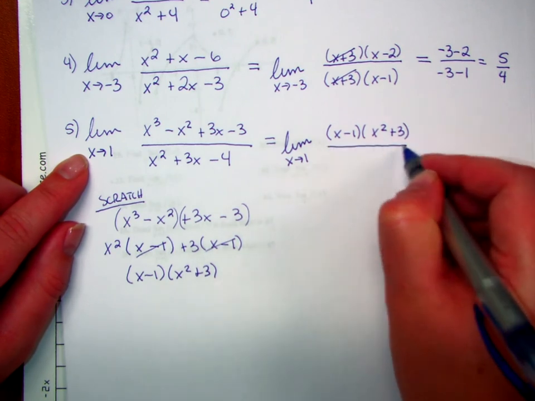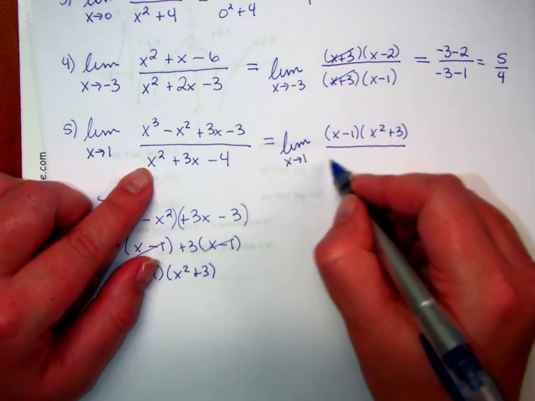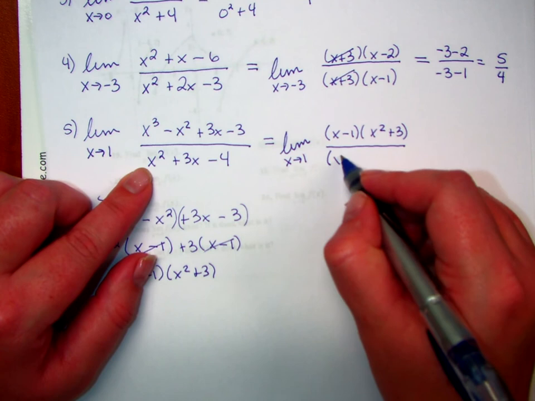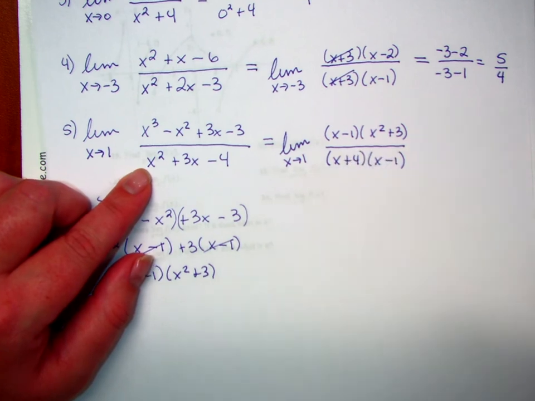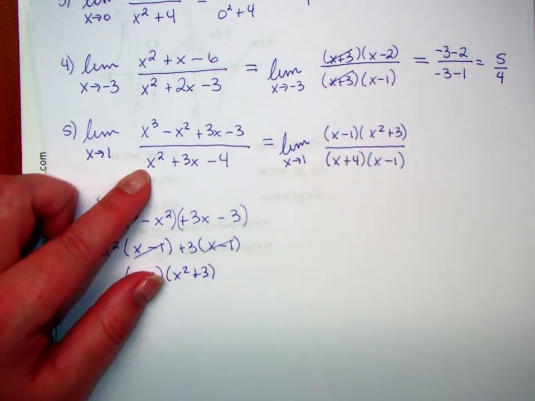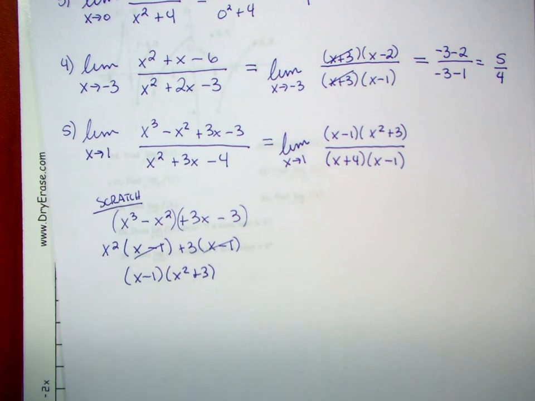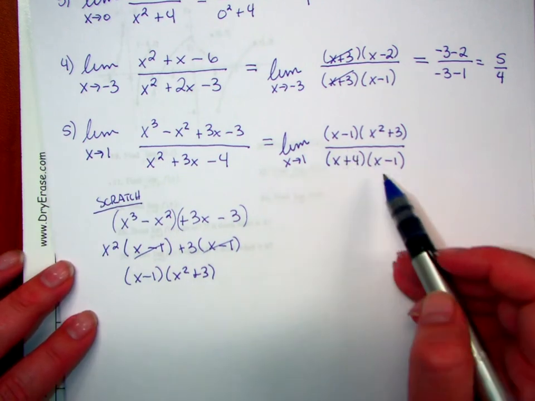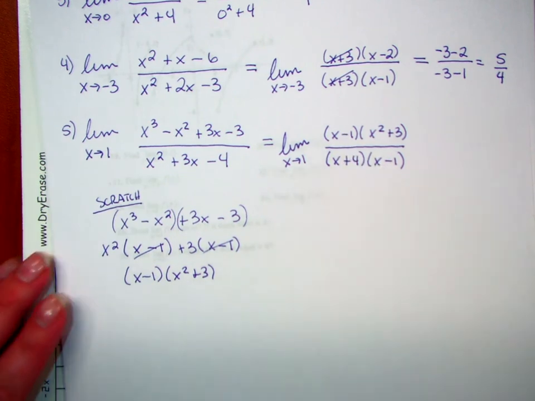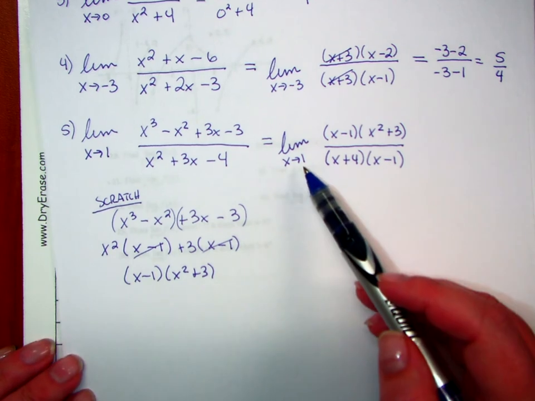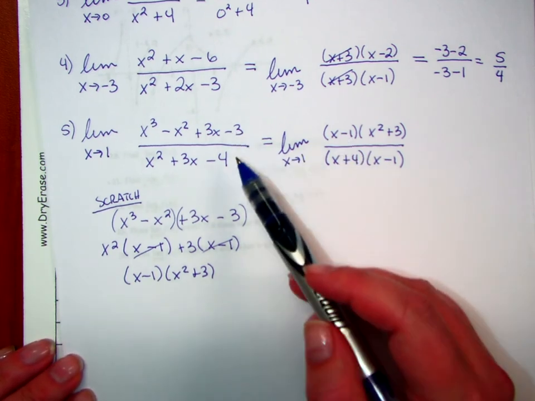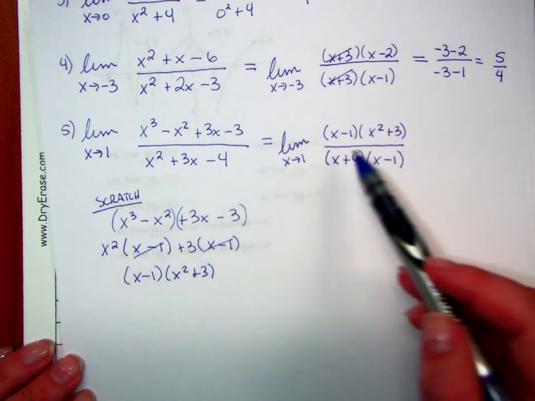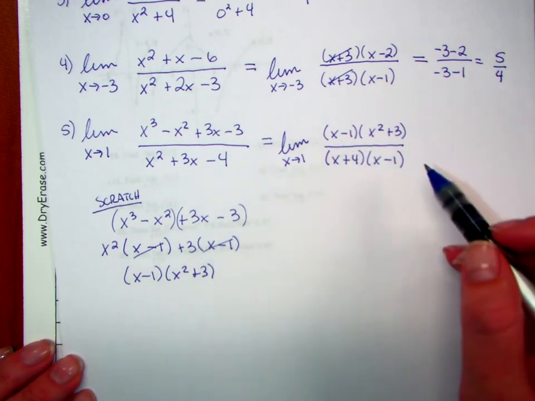The bottom is going to factor to x plus 4, x minus 1, right? Multiply to negative 4, add to positive 3. So it does look like we have an x minus 1 factor. And this is what was causing the problems, right? If we were to plug 1 in the top, we'd get 0. And plug 1 in the bottom, we'd get 0. And that's because we have this x minus 1 factor.